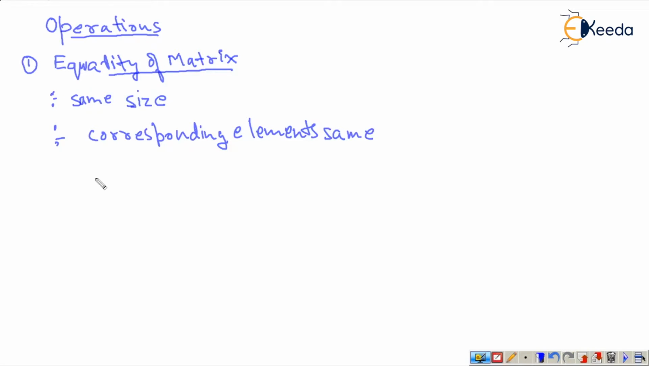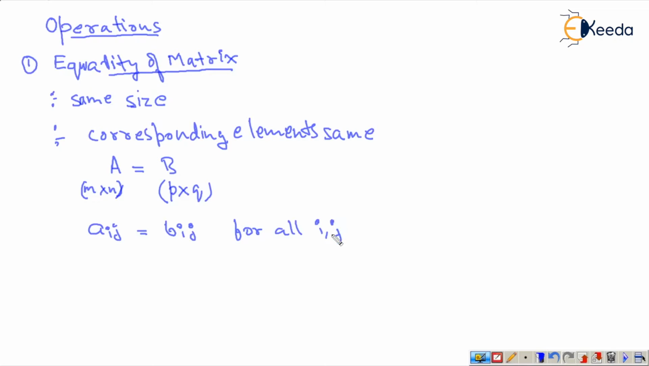So if I say A is equal to B, then let's say the size of A is m cross n and size of B is P cross Q, then m should be equal to P and n should be equal to Q, and then the elements of A, that is Aij, should be equal to Bij for all i and j, right? Then only you'll get the matrices to be same.